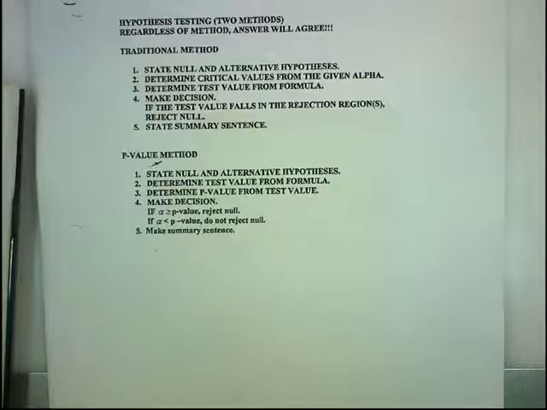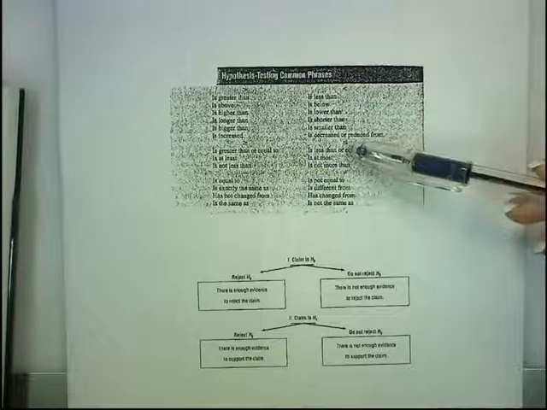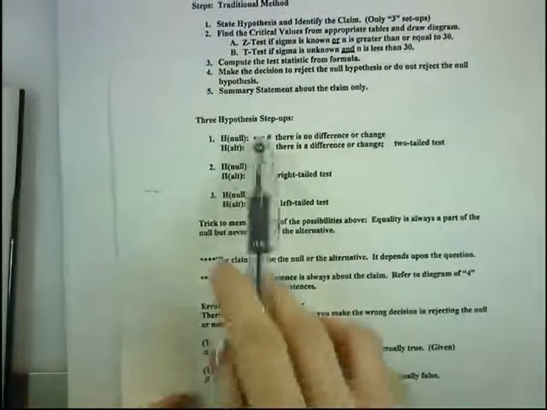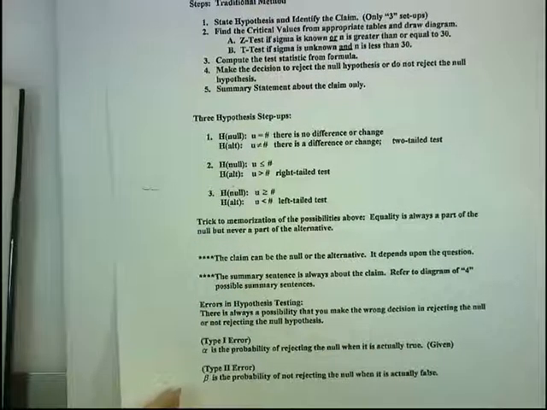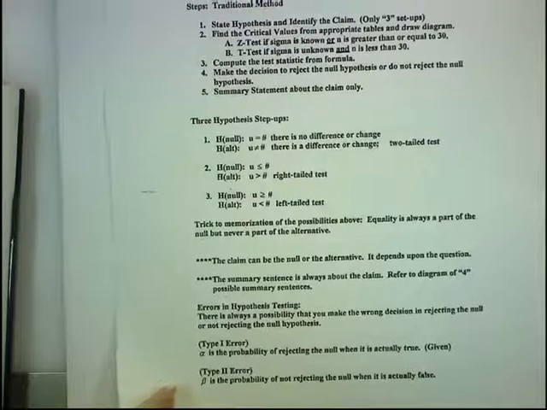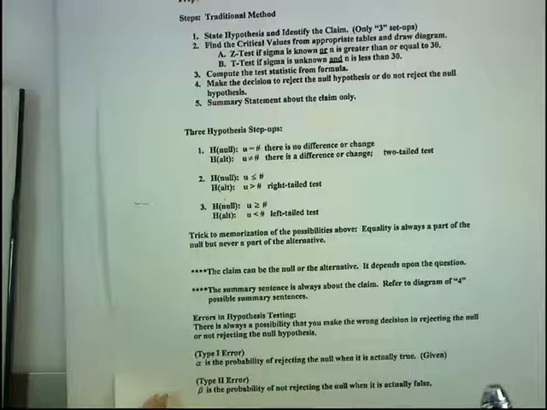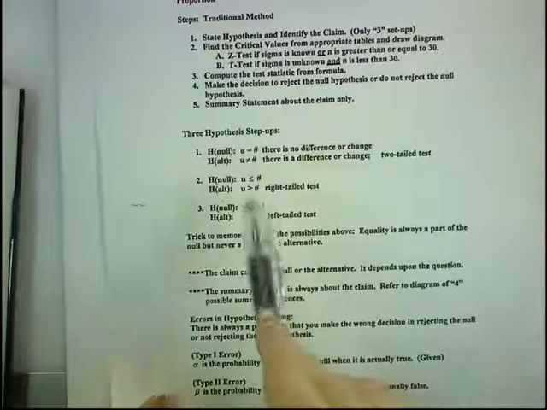Page 3 has a list of the phrases that you'll need. These phrases come from the paragraph, and if you can pick out the phrase, you can pick out the symbol. Once you know the symbol, you can identify the symbol here, and that will tell you if it's a right-tailed, two-tailed, or left-tailed test. From the phrase to the symbol to this sheet allows you to set up your hypotheses and identify the claim.